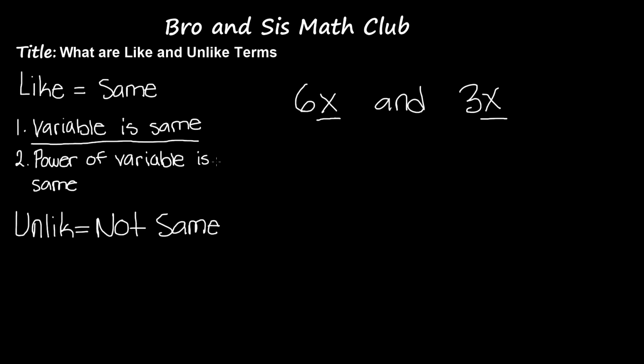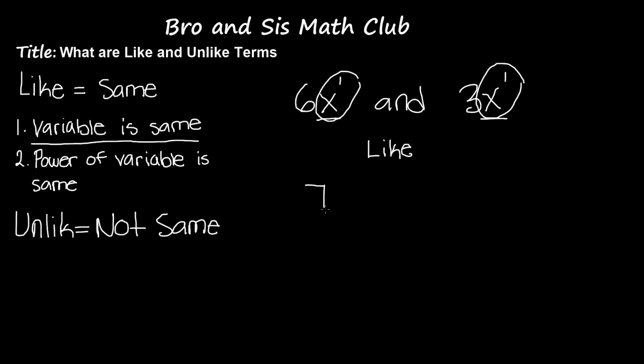But then again, you also have to revise the second factor, which is the power of the variable is also the same. So when you have x and you don't have a power on top of it, then you know that is to the power of 1. And again, in 3x, there's no power, so I can write 3x to the power of 1. So 6x to the power of 1 and 3x to the power of 1 are the same. So these are like terms.